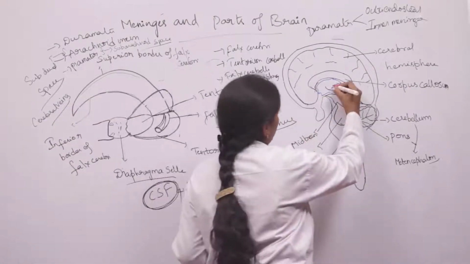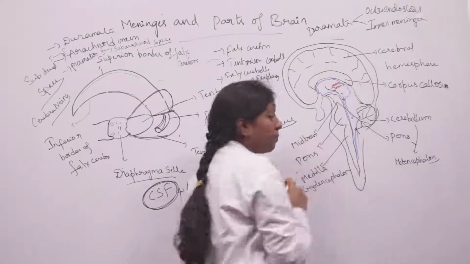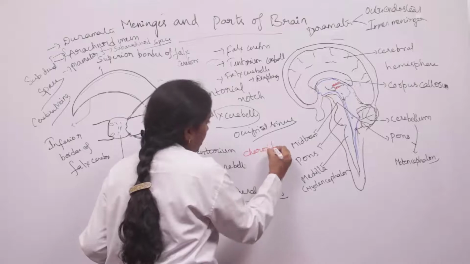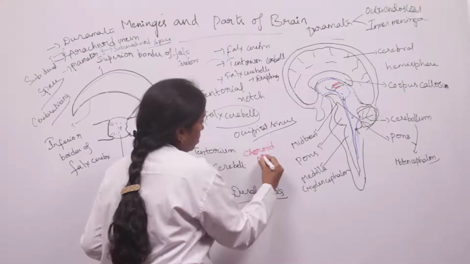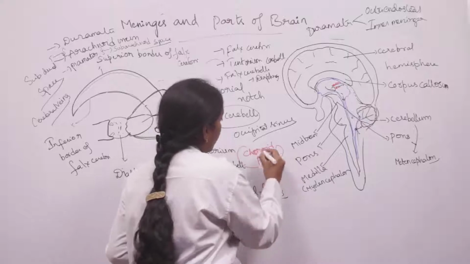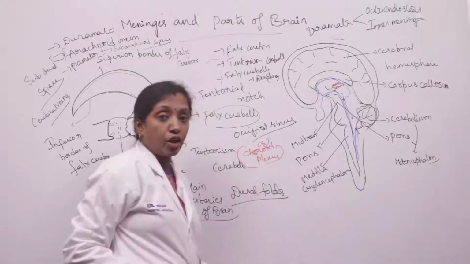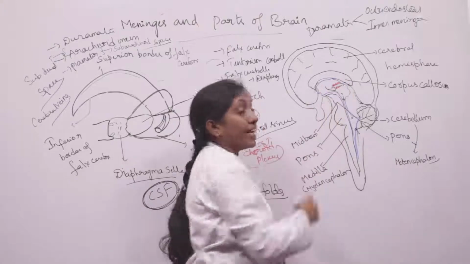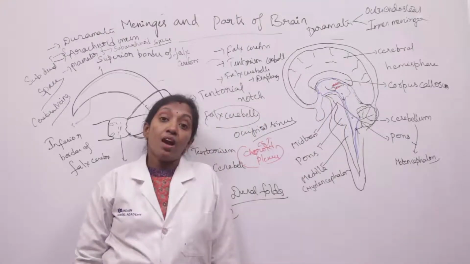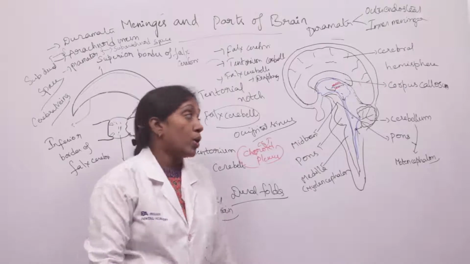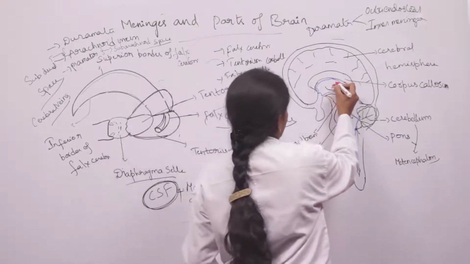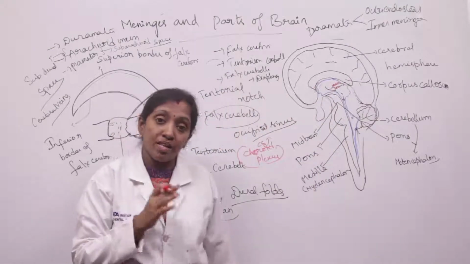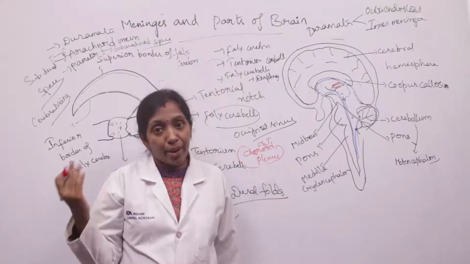CSF is produced by the choroid plexus, nothing but the tuft of capillaries, and the CSF produced here is stored in the ventricles. So the CSF is present in the ventricles as well as in the subarachnoid space.